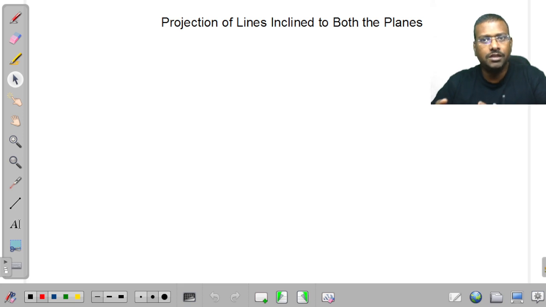Next, based on this information, if they ask a question on a line inclined to both the planes, how do we have to get it? I will draw a rough diagram for you. Once you have the instruments, you can draw the exact diagram. But let us consider what terminology we are going to come across.